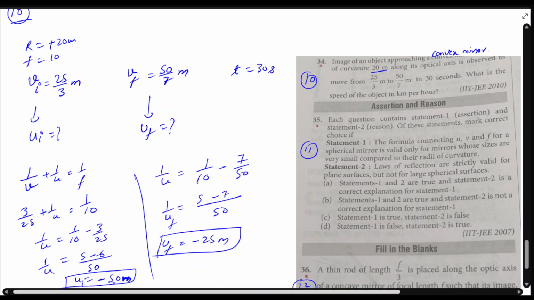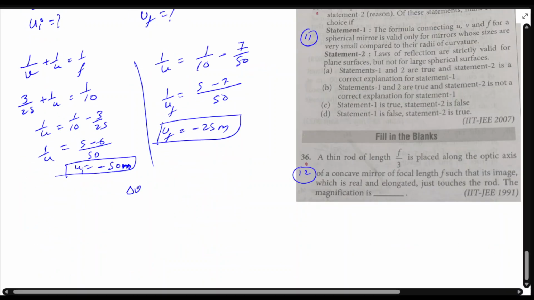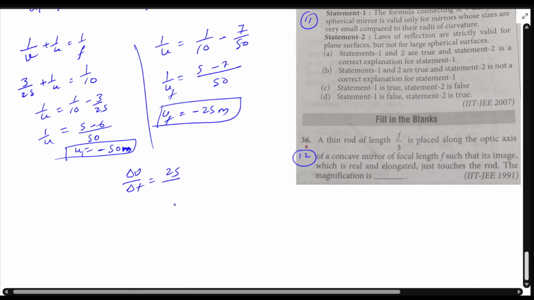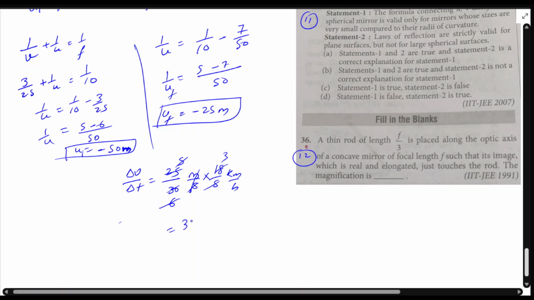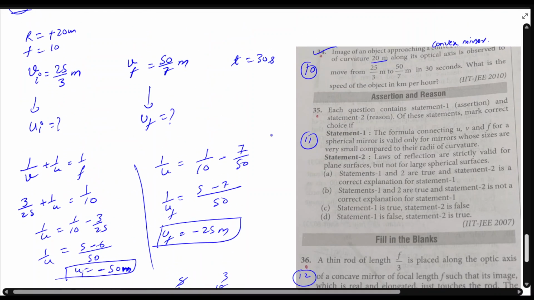Now the object moved from 50 to 25. So we can say delta U by delta T will be 25 divided by 30 seconds. So this will be meter per second. And if you want to convert it into kilometer per hour, it will be 18 by 5 kilometer per hour, right? So this will be 5, this will be 6, and this will be 3. So it will be 3 kilometer per hour. Okay. So again, quite an easy question.